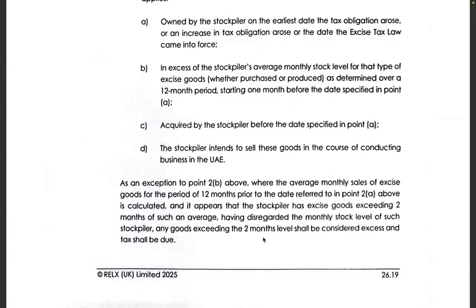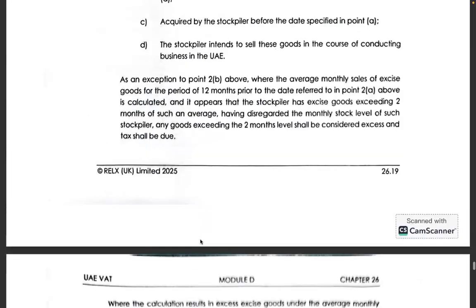Basically the summary of what is written here is that once we have calculated the average monthly stock level, and we find out that the stockpiler has excise goods exceeding 2 months of such an average, having disregarded the monthly stock level of such stockpiler, any goods exceeding the 2 months level shall be considered excess and tax shall be due. So if there is an excess level, the person will have to pay excise tax on it.